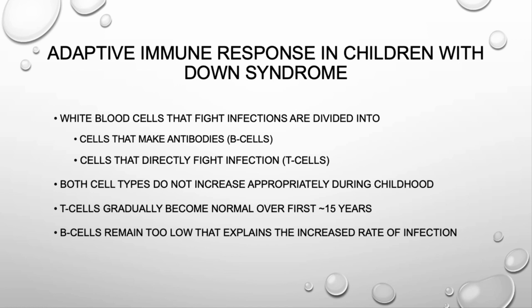The good news is that the T cells, as time goes by, become normal, and by 15 years of age, they are pretty much like any other individuals. But the B cells will still remain low, throughout the lifespan of patients with Down syndrome, and that causes an increased risk for infections.